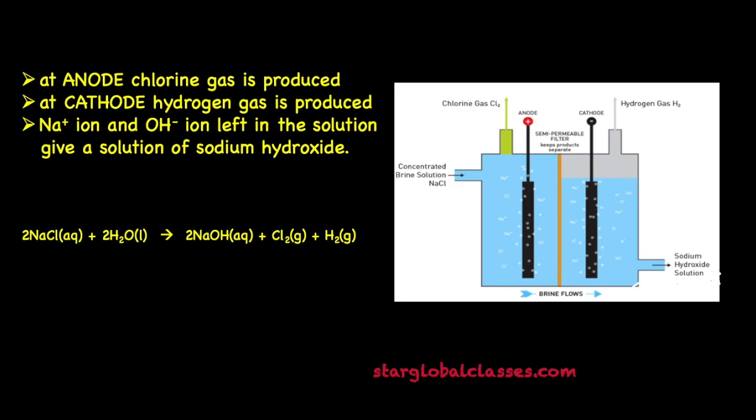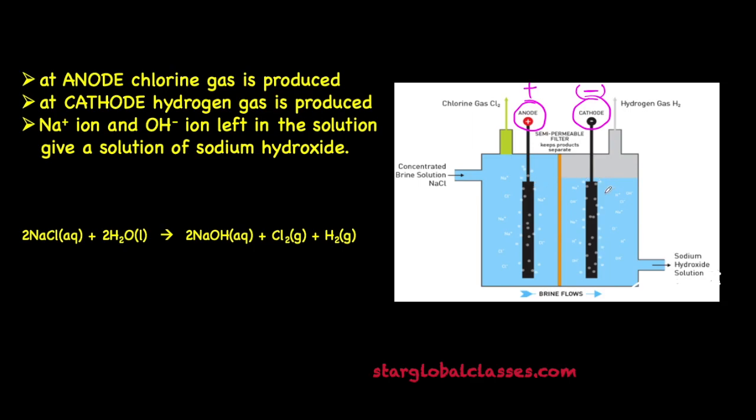Now, when we do the electrolysis of brine, meaning concentrated solution of sodium chloride, what is formed at the anode and what is formed at the cathode? When we do electrolysis, one electrode is known as the anode and the other electrode is known as the cathode. The anode is positive, and the negative one is known as the cathode. We need to know what is formed at the positive electrode and what is formed at the negative electrode.